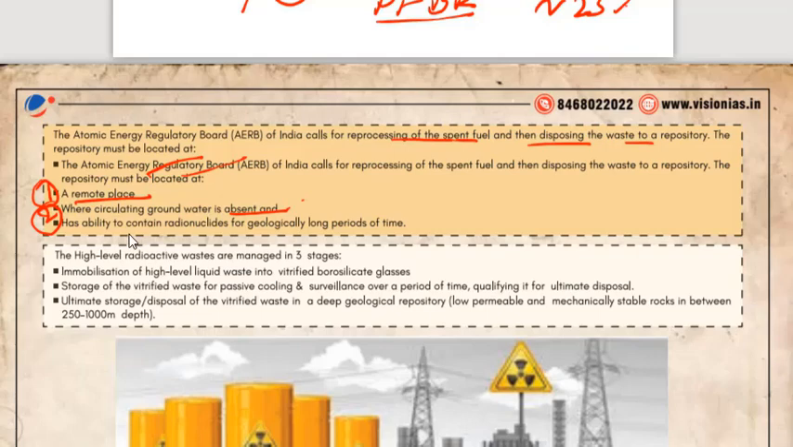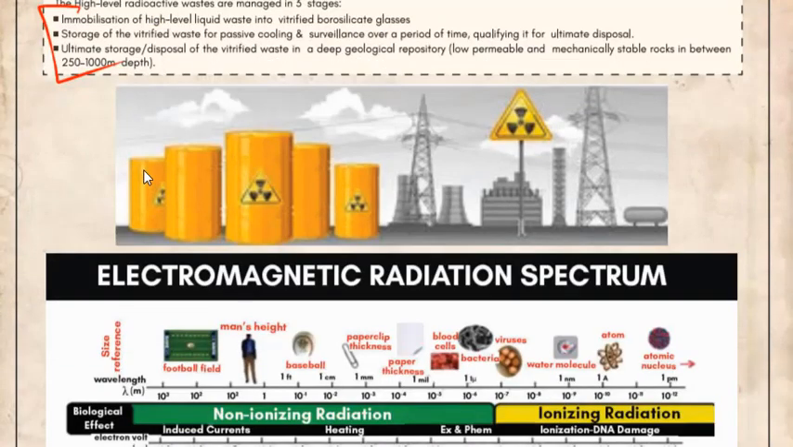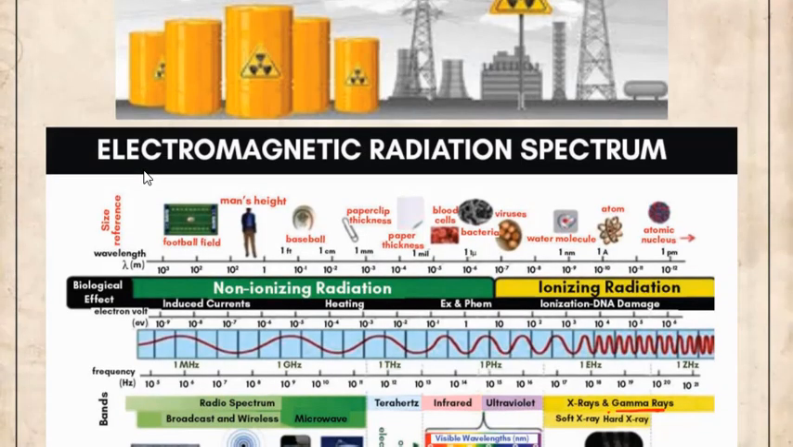means there should be no groundwater, and the site has the ability to contain radionuclides for a geologically long period of time, so that the area is not disturbed. Otherwise there will be a possibility of nuclear pollution. The high level radioactive waste is managed in 3 stages. It is not required that we study all 3 stages for the disposal.